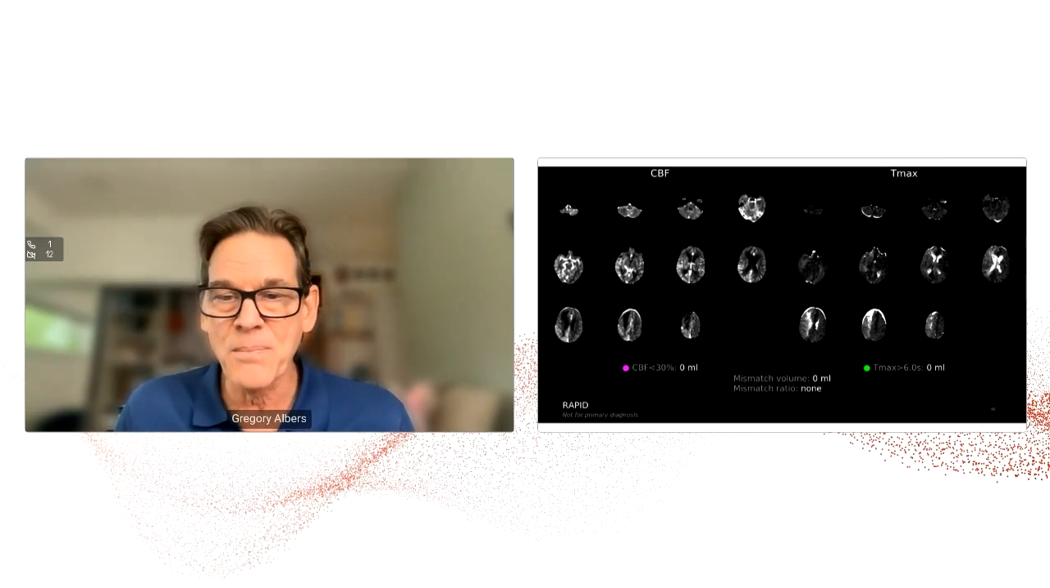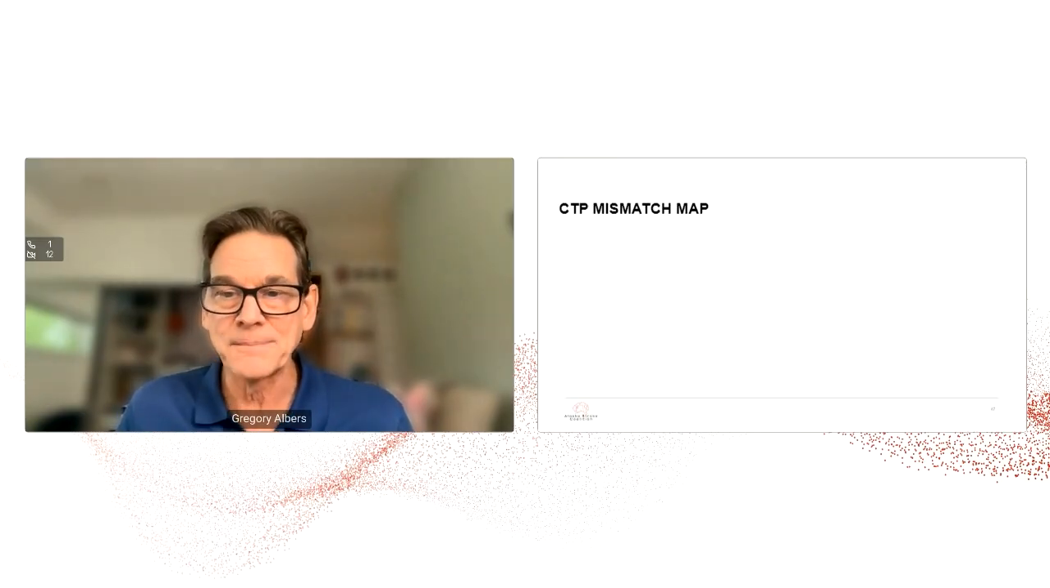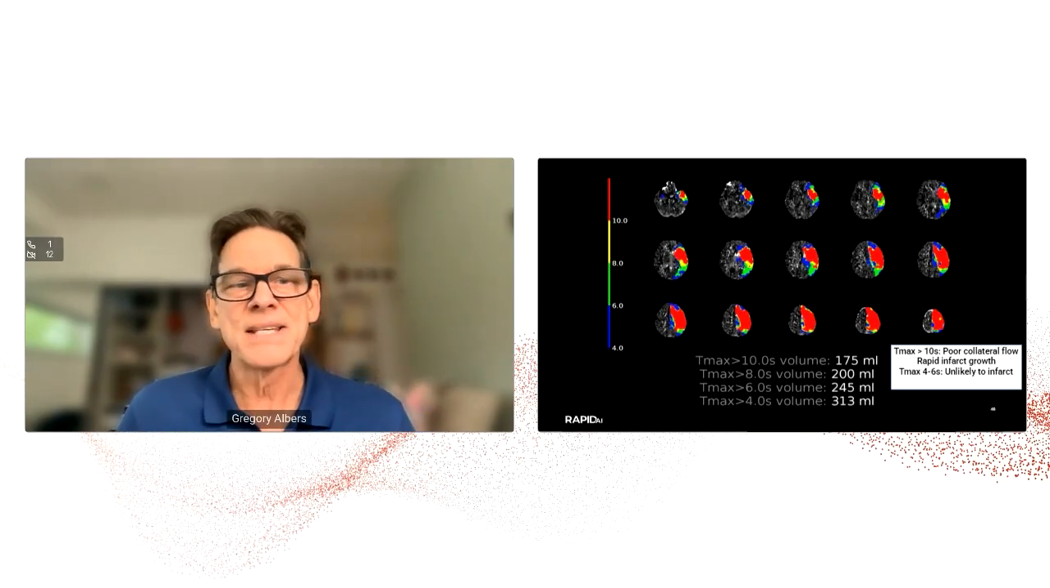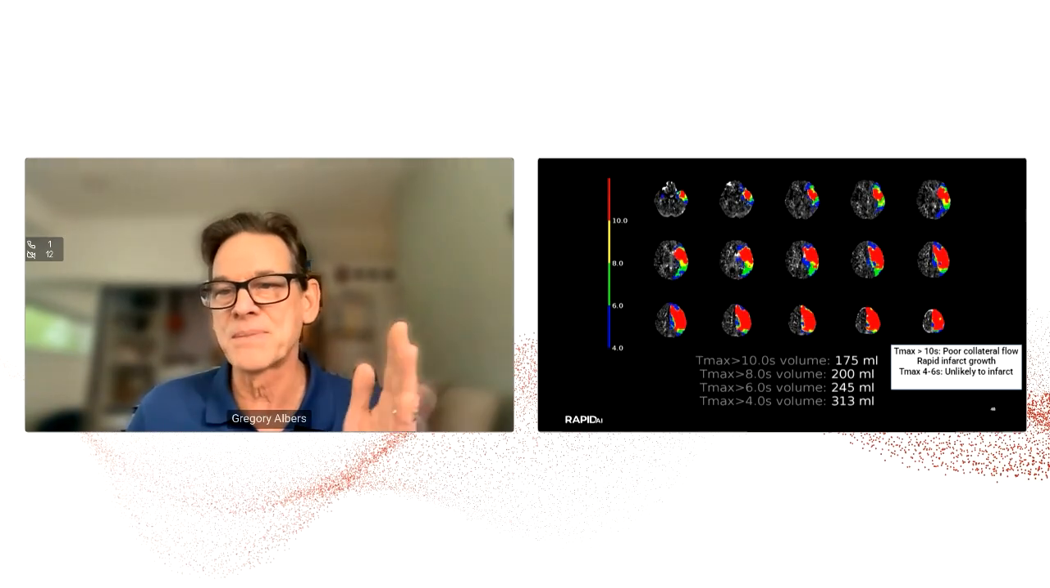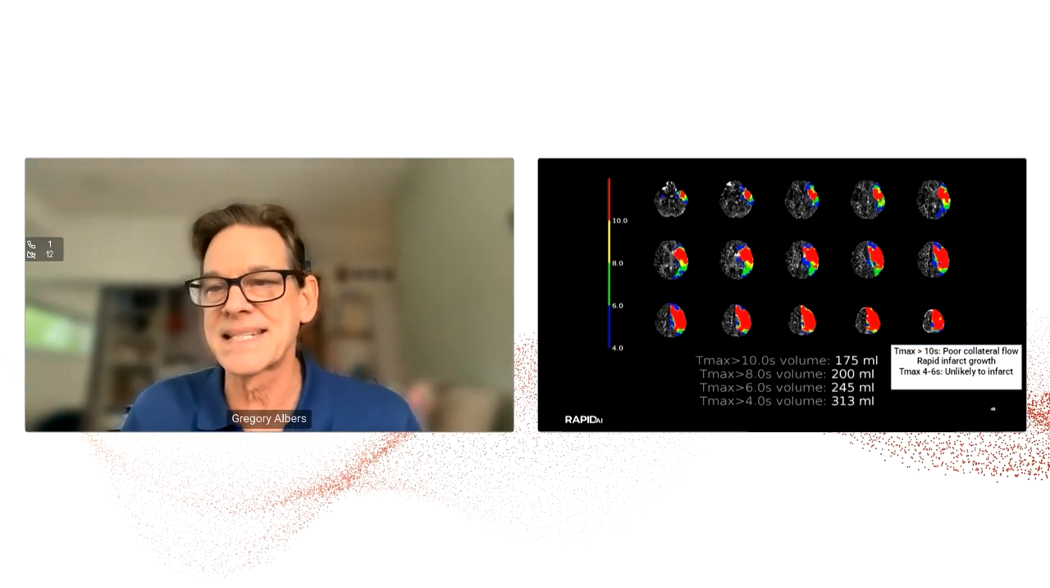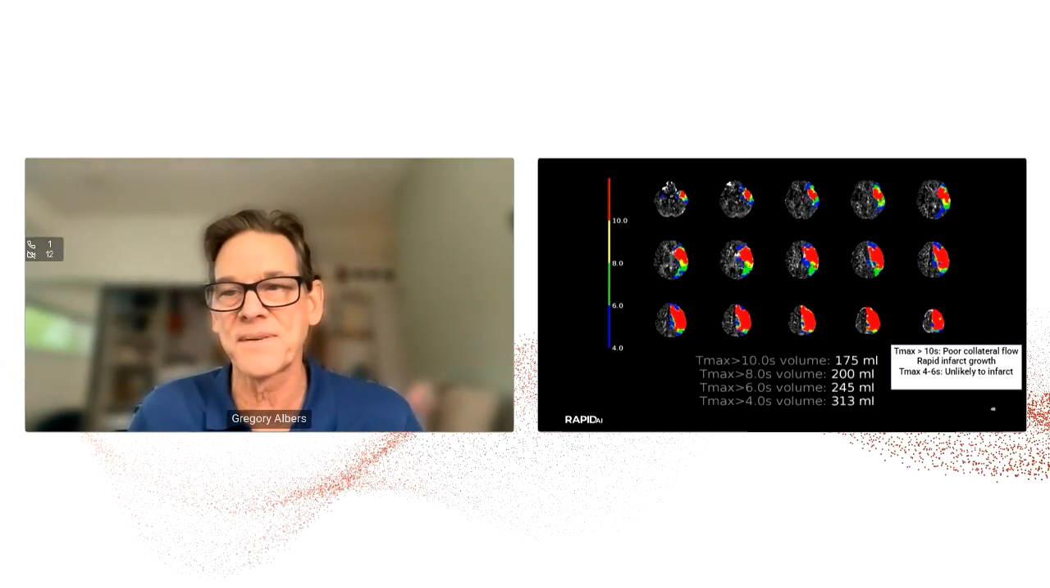Okay, so let's go beyond the mismatch map now. The next thing that comes up after the mismatch map is what we call the 4-threshold Tmax map. So in the mismatch map, you just had an all or none. If it was more than 6 seconds, it's green, but it doesn't tell you if it was 8 seconds or 10 seconds. It also doesn't show you if it was less than 6 seconds. So here we get 4 different thresholds.